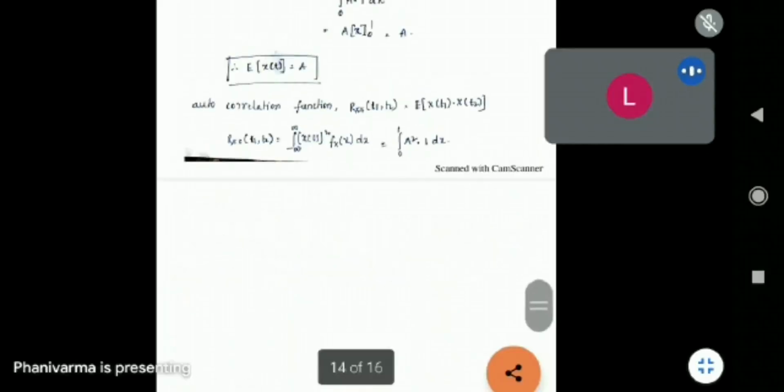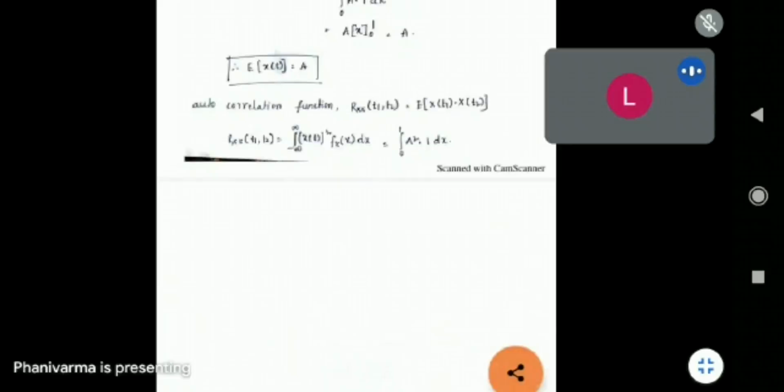So the required mean and autocorrelation function of X(t) are A and A squared, where we are given a uniform distribution function, and we find the mean and autocorrelation function using the respective formulas.